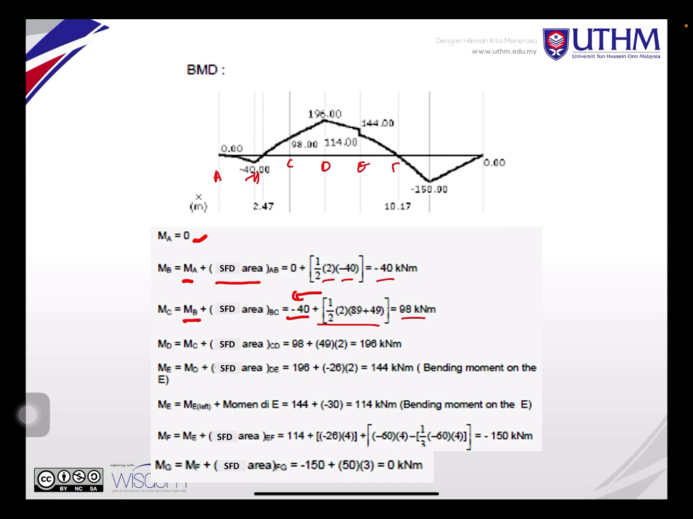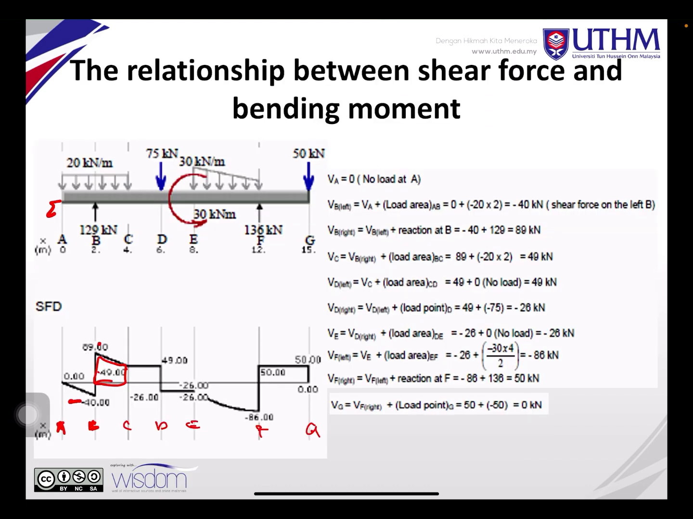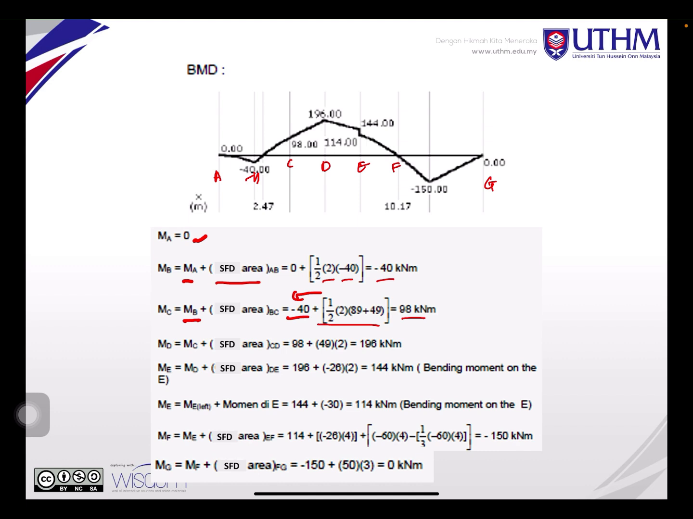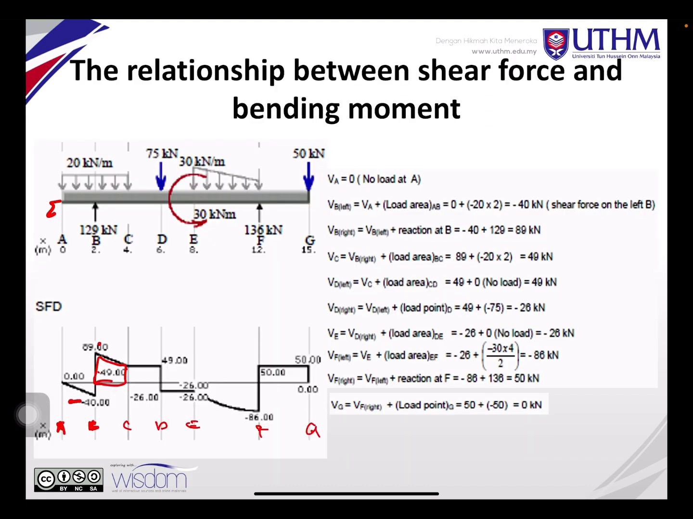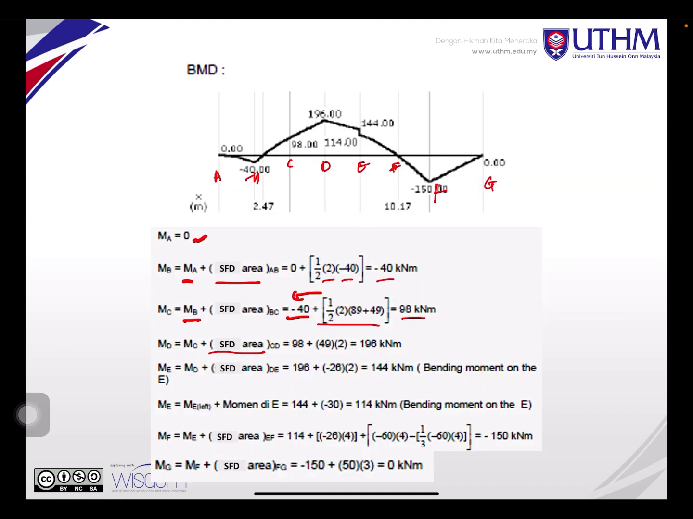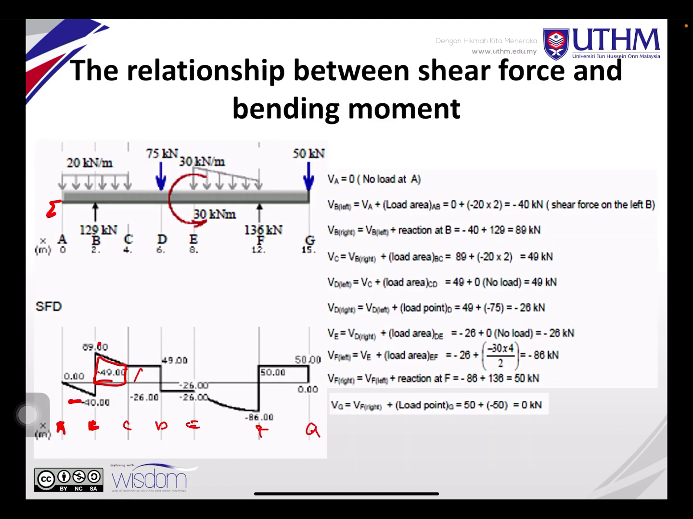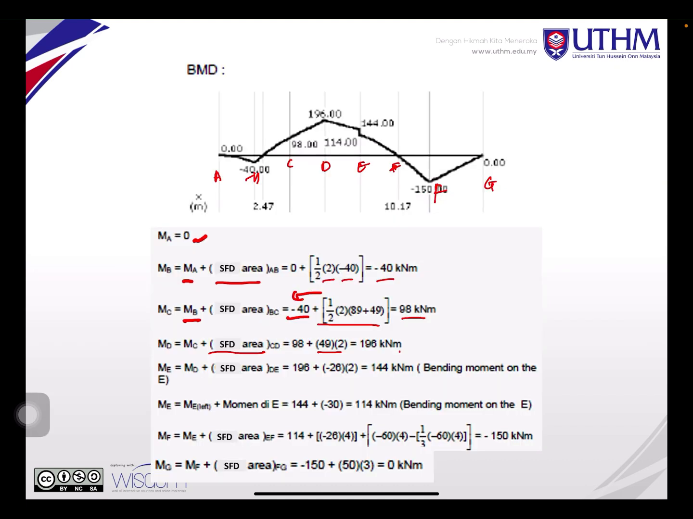E, F, G. Where is F? F is here, sorry. F is here. Okay, so you calculate MD. It is the area. You can see the area of this is 49 times 2, this value times this distance. Okay, you get this. So 196, you carry to this ME.